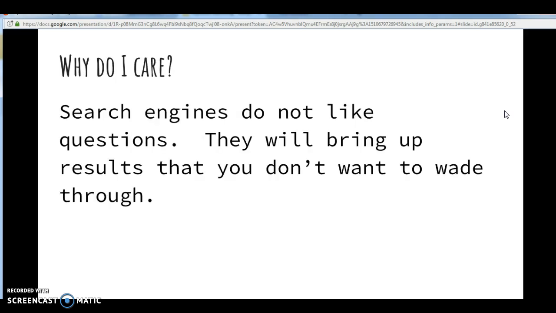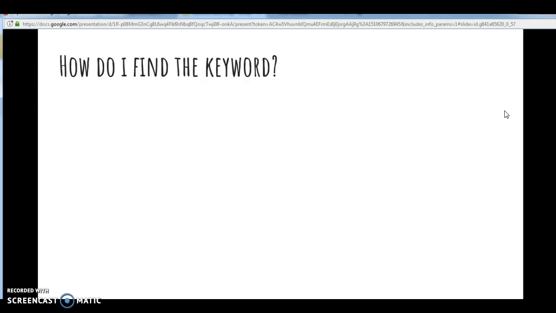So why do I care? Well, because search engines don't like questions. They act like they do, but they don't. When you type in the who's, the whens, and all those things, it's searching for those words also, and it will start to bring up results that you don't want to wade through. So we want to get the least amount of results, kind of like we did with our card catalog.